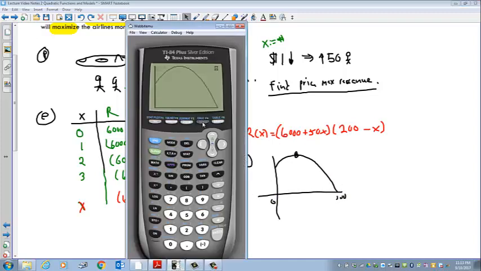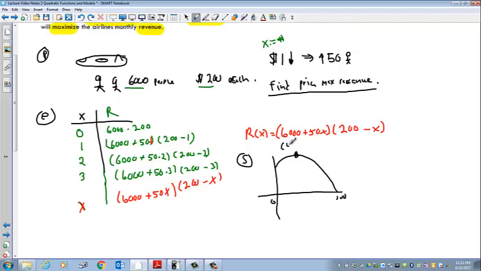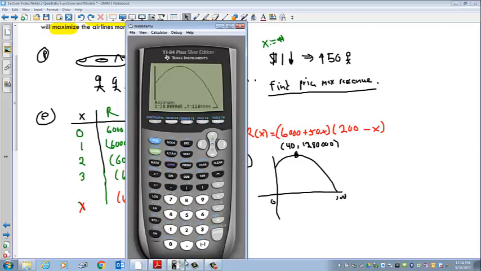Hit second, trace to pull up the calculate menu, number 4, or if you want, scroll down to maximum. And then you can do left bound and right bound, so you can just scroll over and just hold it usually. That's definitely to the left. It goes up, somewhere up there I'm hitting a maximum. I don't know where, but I'm to the right. Hit enter and then hit enter for a guess, and out pops my answer. So it looks like my answer is x is equal to 40, and then this is 1,280,000. So here we have 40, comma, 1,280,000. Looks like that was the answer I came up with.